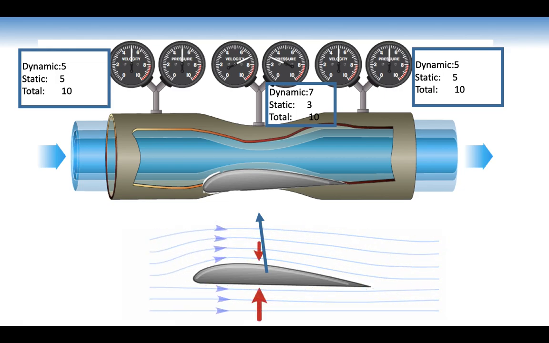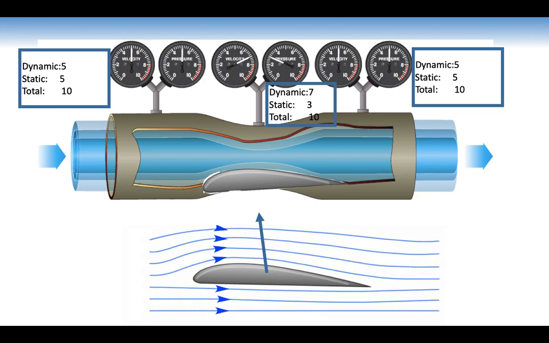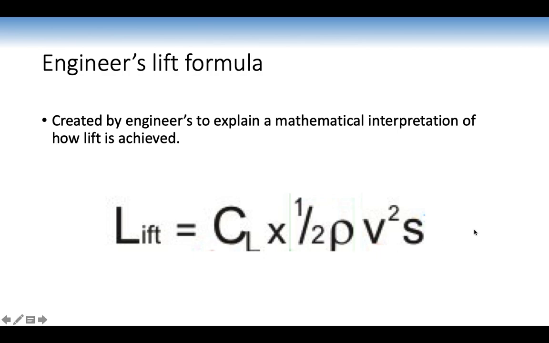And if you blow across a piece of paper, a thin piece of paper, you'll notice that it will cause the paper to fly, so that will cause a lift as well. So the engineer's lift formula was created by engineers to explain the mathematical interpretation of how lift is produced. And we also related this to the flat plate theory in terms of the 4 factors.